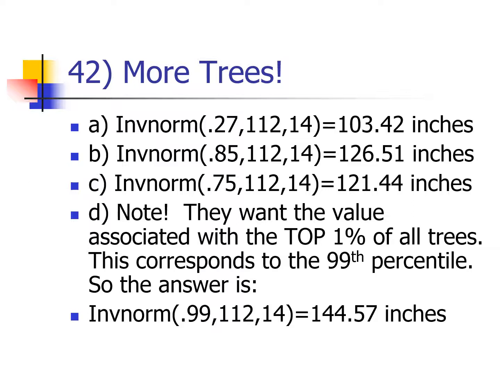Oh, yeah, so 42 part D says they want to study the tallest 1%. So again, the extra little step we have to take is that the top 1%, hopefully at this point we can see, corresponds to the 99th percentile. The 99th percentile is a value such that 99% is less than it, but the flip side of that is that 1% is to the right of it. So when they say top 1%, they're asking for the 99th percentile. So again, we just plug in inverse norm, 0.99, and we did it.